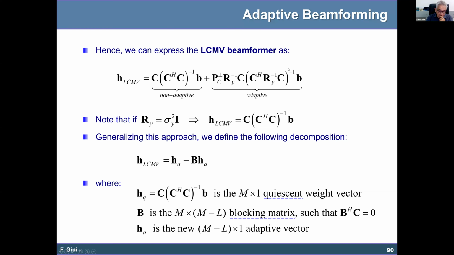So I repeat, we can always express the adaptive part of the beamformer in this way, where B is a matrix that is orthogonal to C. Now, in this expression here, you have PC orthogonal. So B, for example, could be equal to PC orthogonal, and HA could be this one.